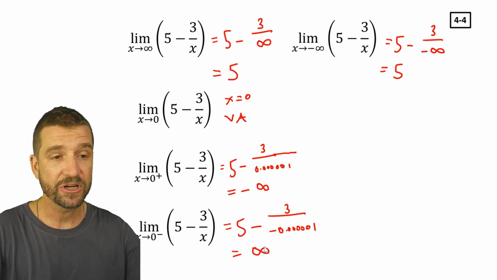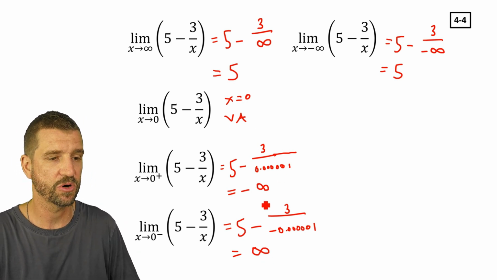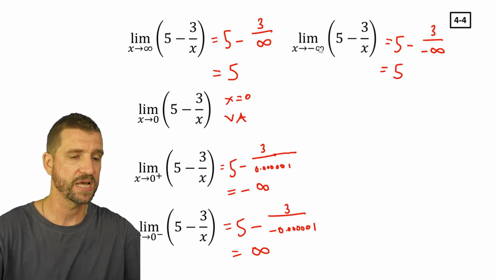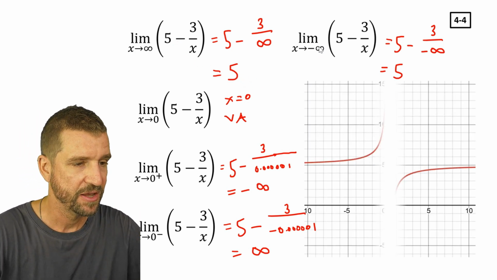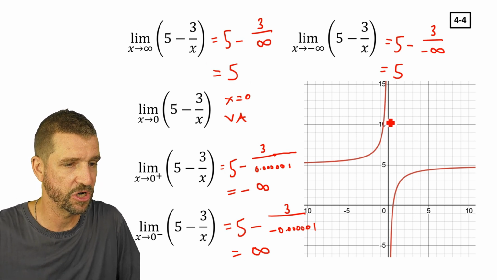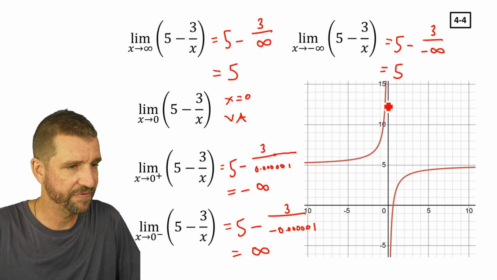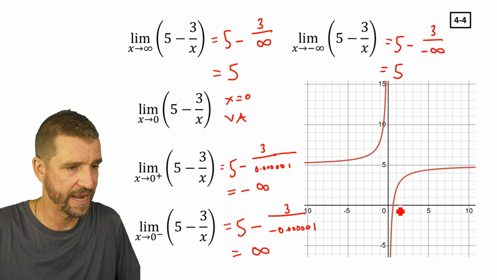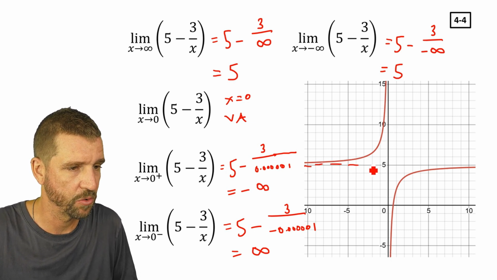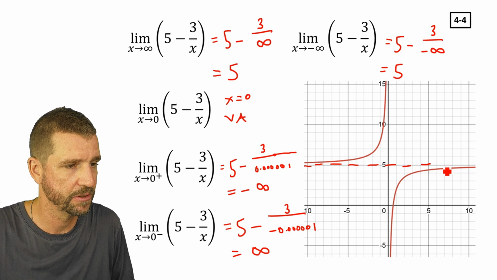All right, so look at this. We have a vertical asymptote. We're going to negative infinity, positive infinity. We're going to 5 at both horizontal asymptotes. If we graph this, this is what it looks like. Notice at 0, we have the vertical asymptote. From the left, going to positive infinity, right, negative infinity. And then at 5, here we have a horizontal asymptote.